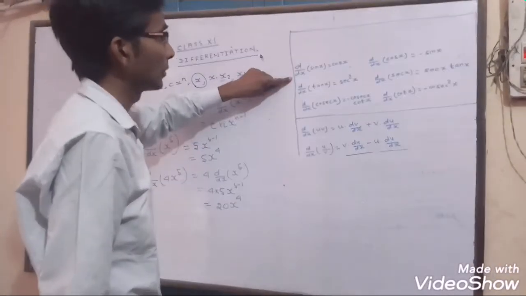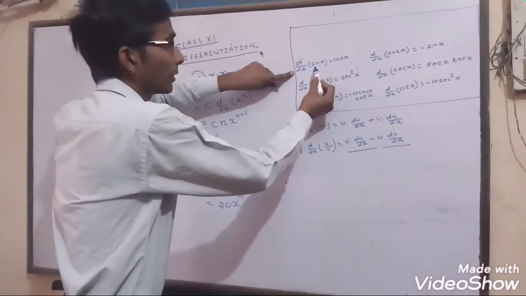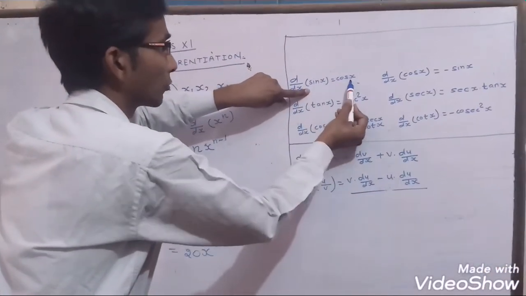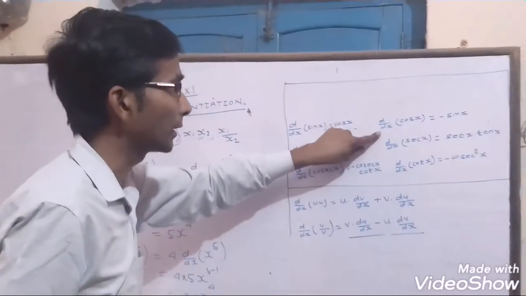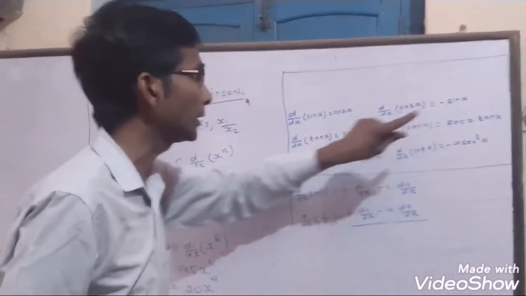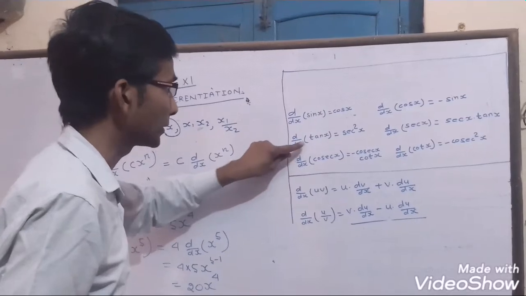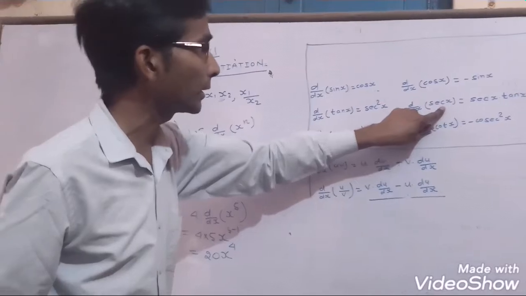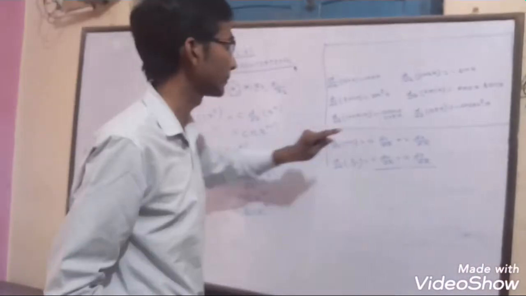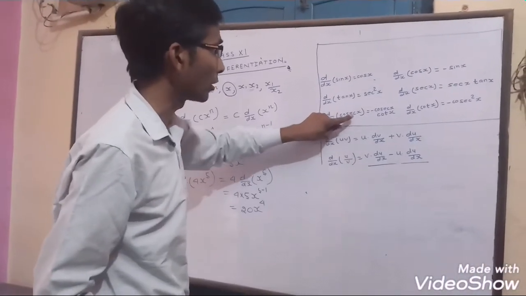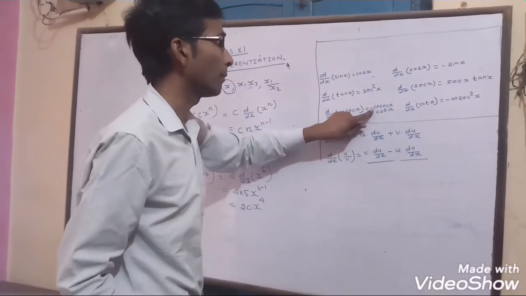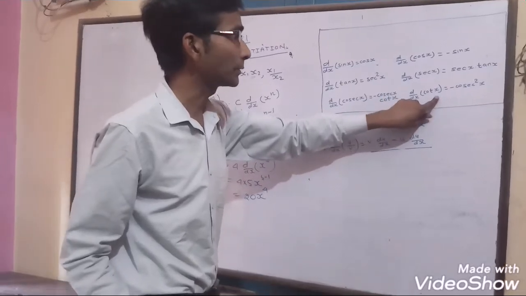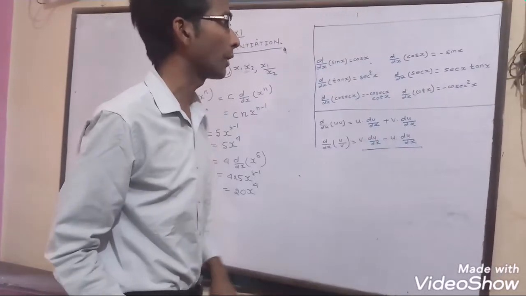Now we have to remember some trigonometrical differentiation. For example, d by dx sin x, it is cos x. D by dx cos x, it is minus sin x. D by dx tan x, this is sec square x. D by dx sec x, it is sec x into tan x. D by dx cosec x equals to minus cosec x into cot x, and d by dx cot x equals to minus cosec square x.